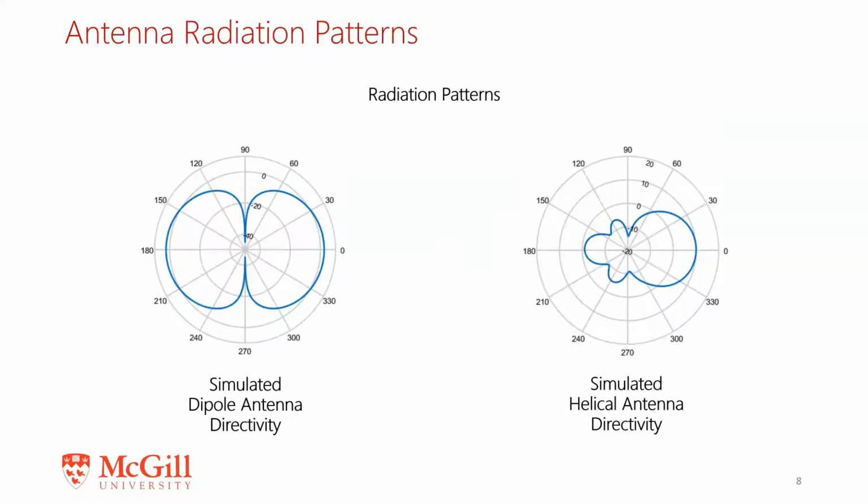Here, two radiation patterns are shown for a simulated ideal dipole and an ideal helical antenna. Let's look at what is actually happening in these plots. The radiation pattern is actually a measure of the antenna directivity, measured in dBi, with respect to the angle around the antenna. This pattern extends in all three dimensions. However, we're only showing it in 2 dimensions for clarity.